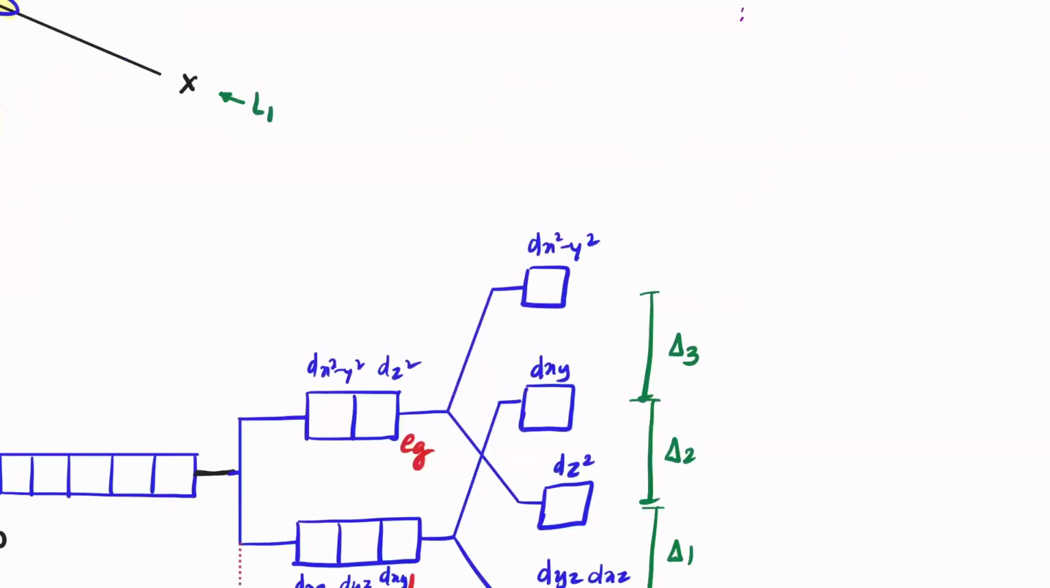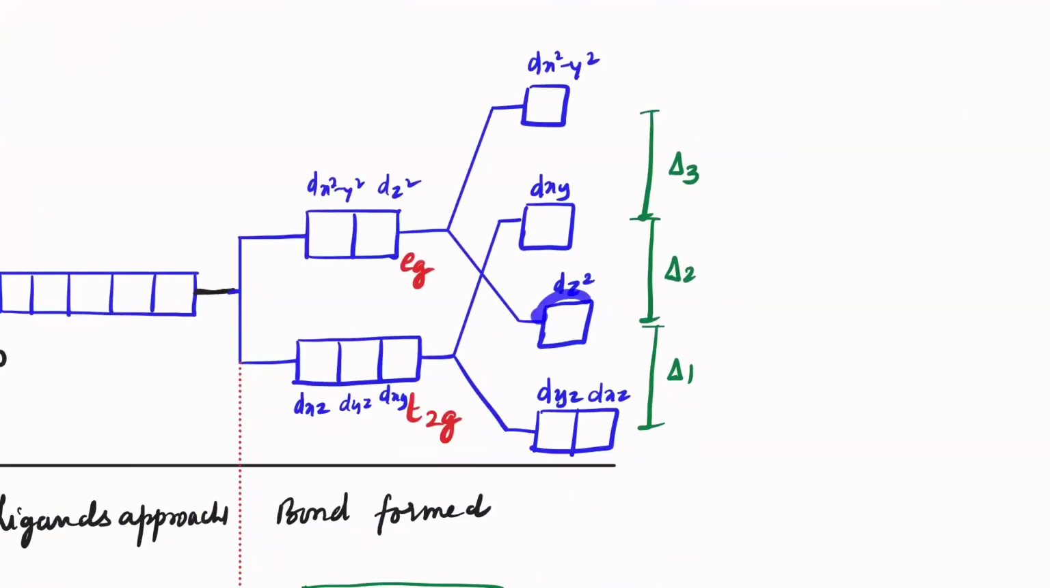But we need to understand one thing. Along this dz square, we actually not just have one lobe. It will also have a circular lobe here, like this. This is another circular lobe, and this circular lobe is on the xy plane. So therefore, these ligands will also repel that circular lobe. Hence, dz square will also have slightly more energy.